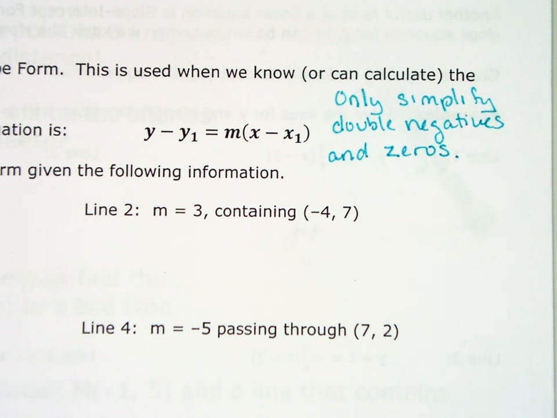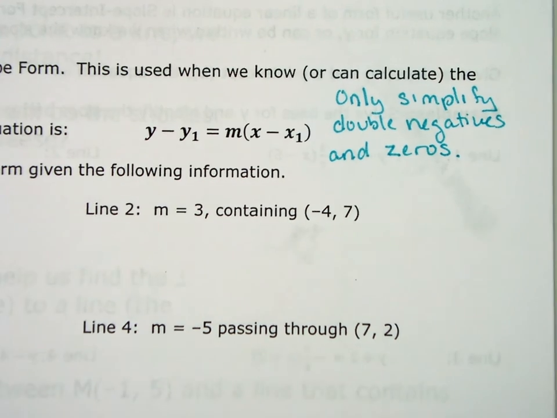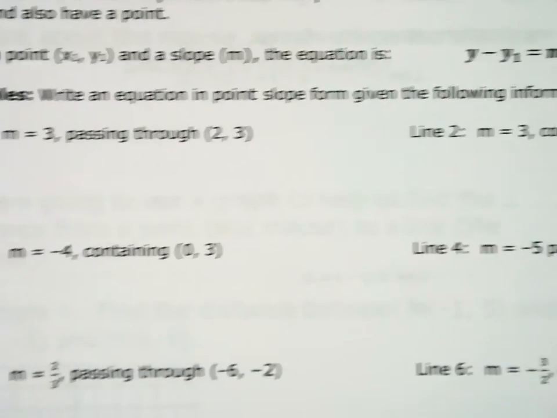Okay? So what that means is when you substitute into this equation, you put the y1 and the x1 in there, and the slope. The only changing you're doing after you substitute in is if you have a double negative somewhere, you need to change it into a positive. And then if you have a zero, you need to do whatever the zero makes happen to the equation. And we'll see that example. Alright, so let's look at an example.